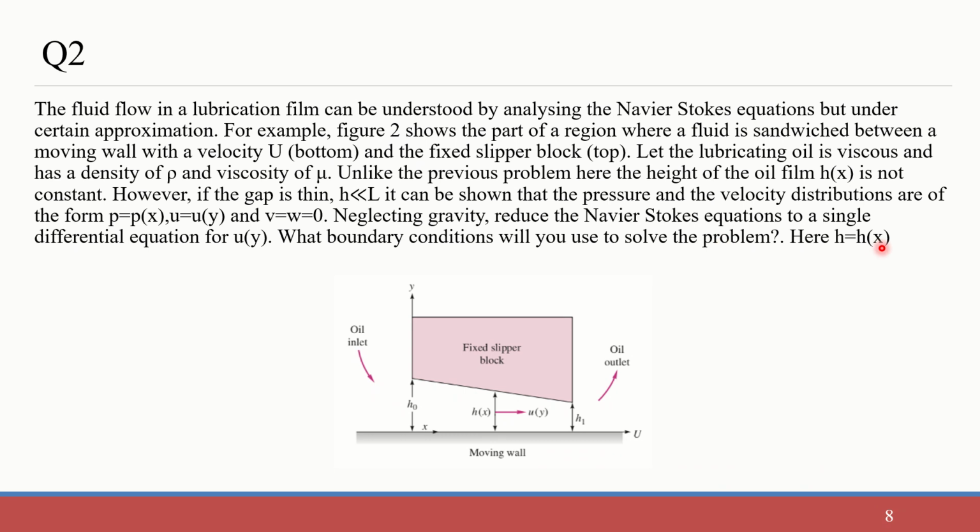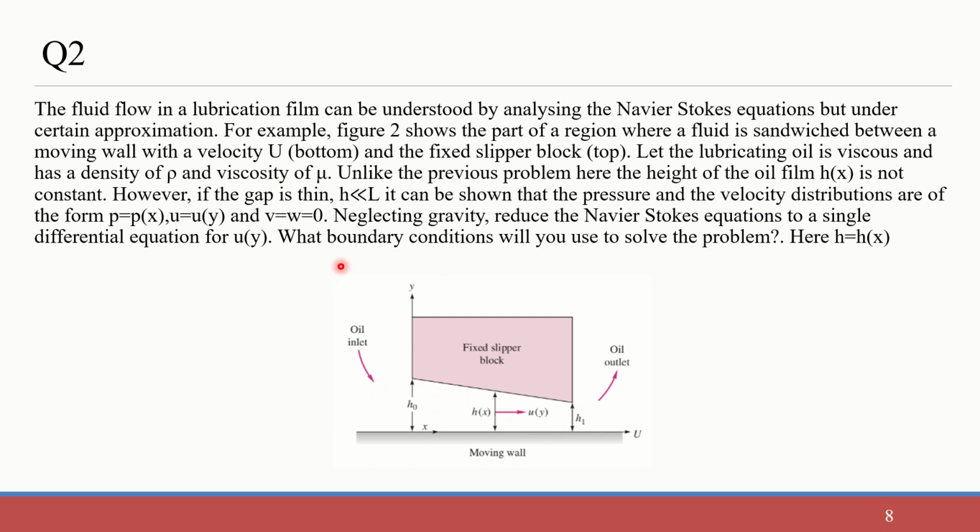Here h is equal to h(x). So the question, I hope it is clear. We have a moving wall at the bottom and a fixed block at the top, and the fluid is sandwiched between these two. Here the height is not the same, but rather it is varying. At this position the height is h0, and at this position the height is h1.